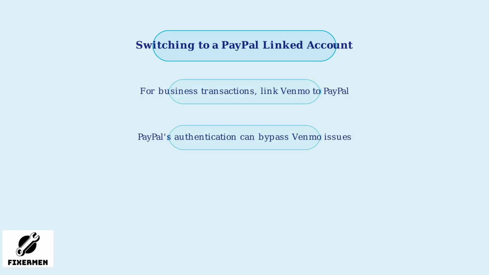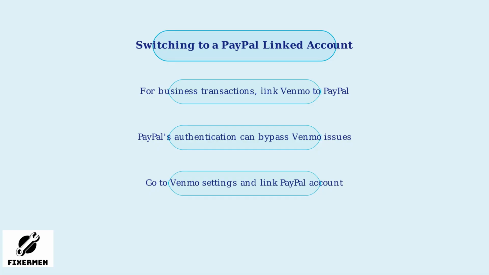For business transactions where Venmo authentication issues persist, consider linking your Venmo account to your PayPal account. This connection allows you to use PayPal's payment system directly, which can bypass Venmo-specific authentication problems. The benefit of linking is that PayPal uses different authentication methods, so if you're experiencing repeated error 1003 on Venmo, switching to PayPal for those transactions might resolve the issue without needing to troubleshoot the Venmo app directly.